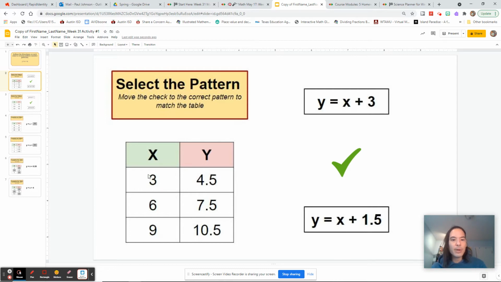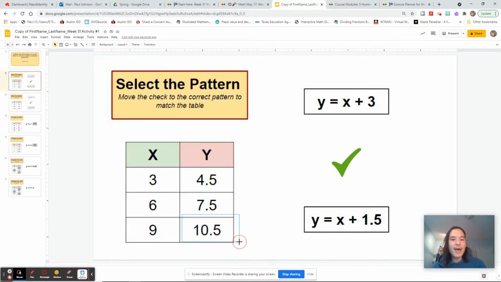We take a number, we add to it, and we get our y. So we take our x value, we add to our x value, and we get y. So what are we adding to our x to get y? How do we turn 3 into 4 and 5/10? How do we turn 6 into 7 and 5/10?